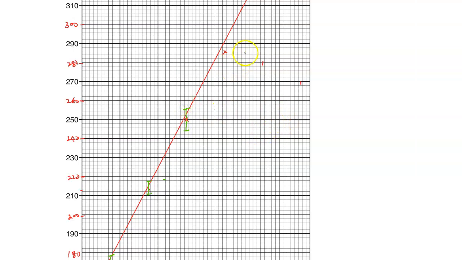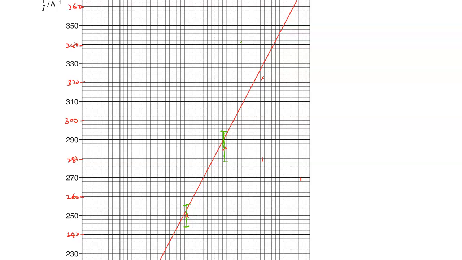The next one is 8. From here, 4 steps: 1, 2, 3, 4, and they're in the middle. Right there. The next error bar is 11. So this is 1, 2, 3, 4, 5, there.